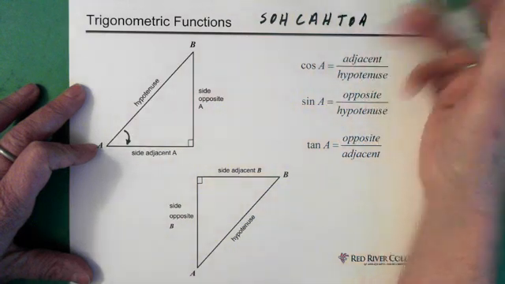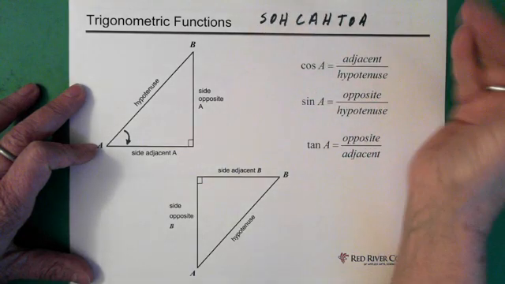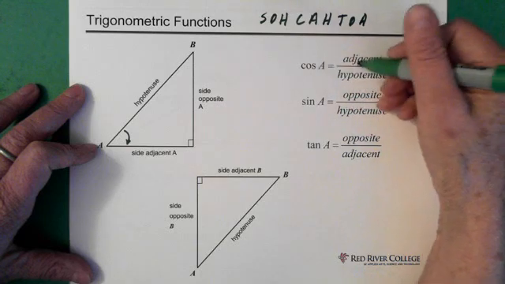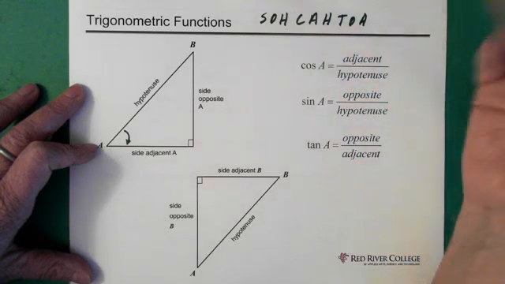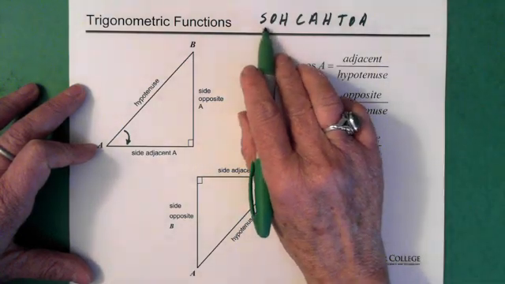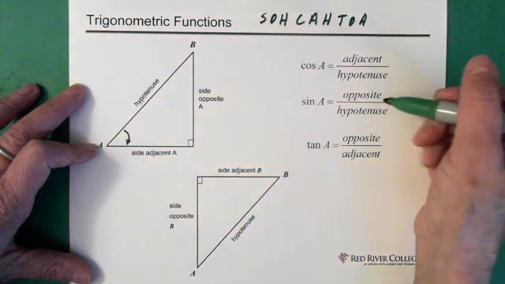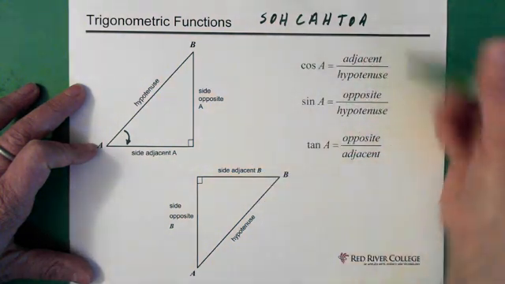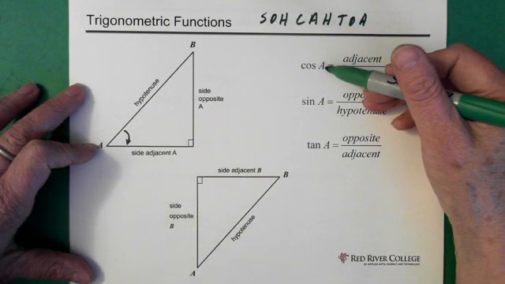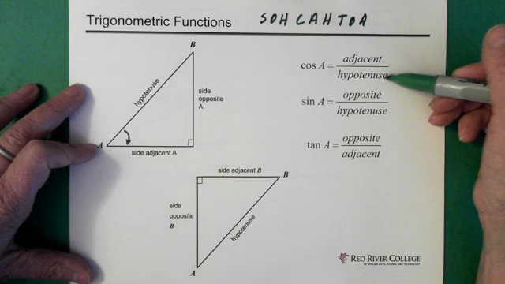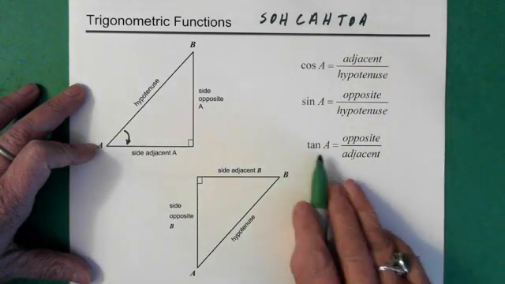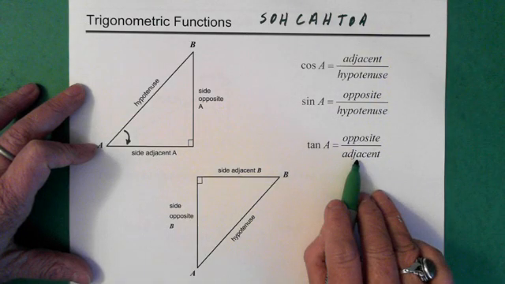SOHCAHTOA. When you're first working with this stuff, it helps to just write this down. I always write these down, not necessarily all these words, but just to remind myself what I'm doing, because that way you don't have to carry so much information in your head. So this is sine opposite hypotenuse, cosine adjacent hypotenuse, tan opposite adjacent.